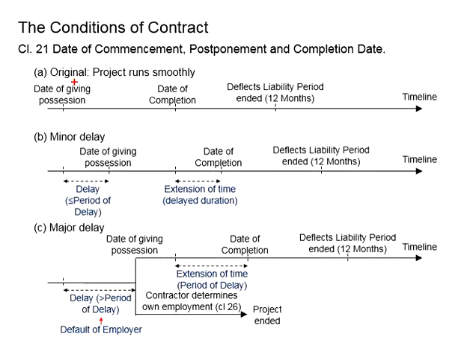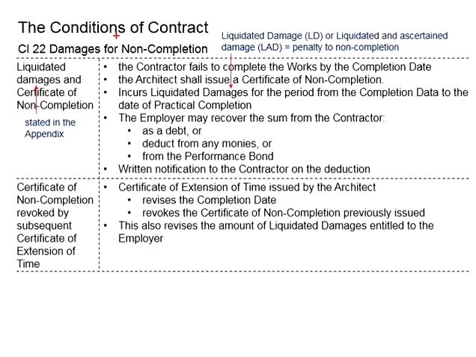In the case that there are certain reasons that lead to the delay of the construction work, the contractor cannot deliver the work on time. That means it is non-completion. There will be consequences due to the non-completion by the contractor, and this is discussed in Clause 22. First is about the liquidated damages and the certificate of non-completions.